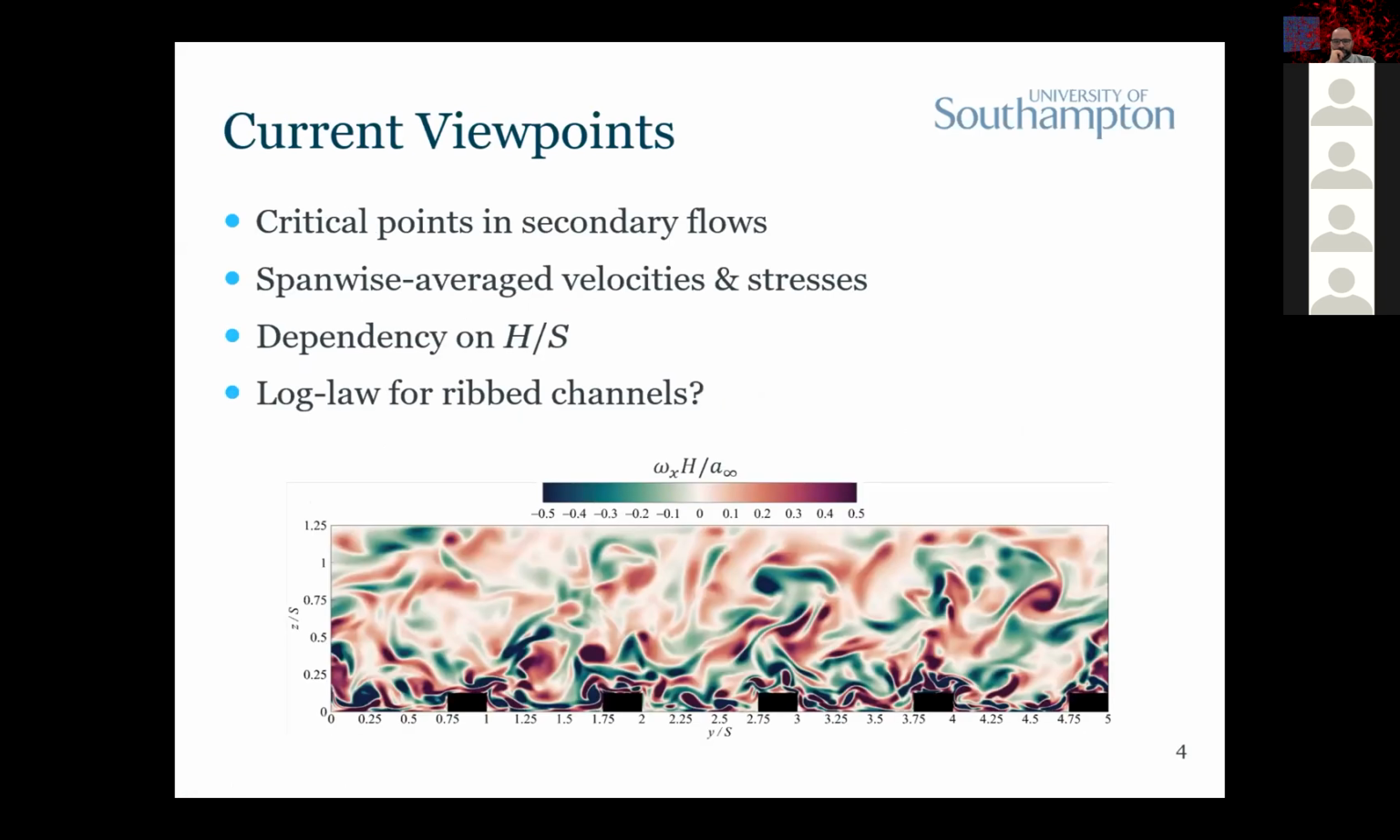In this current work, we are looking at some new findings that haven't been covered in the previous work. One of them is critical points in the secondary flows, and also spanwise-averaged velocities and stresses, looking at them in more detail. The previous work covered various cases, for example, different spacings between two successive ribs, the aspect ratio of the ribs, and the shape of the ribs, with different Reynolds numbers as well.